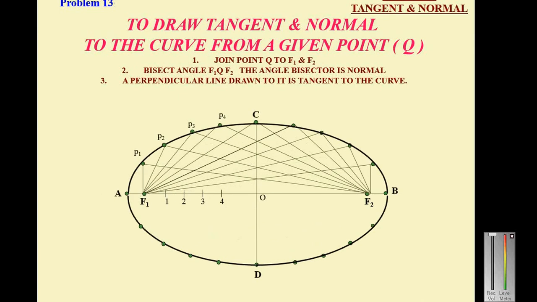Next is how to draw a tangent and normal to the curve from a given point. This is the point Q. Join Q with the foci F1 and F2 and draw the angular bisector of F1 Q F2. You will get the normal. Draw a perpendicular to the normal and you will get the tangent. So this is the tangent and this is the normal.